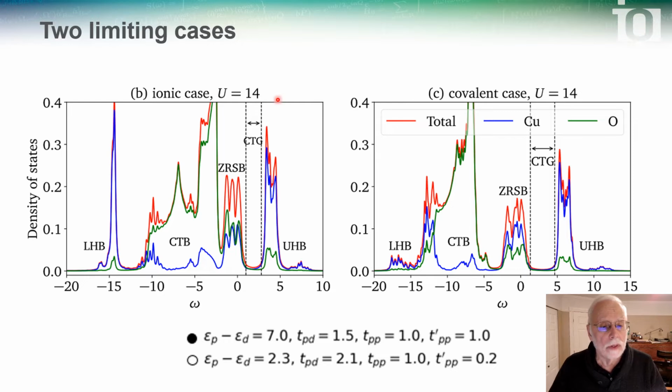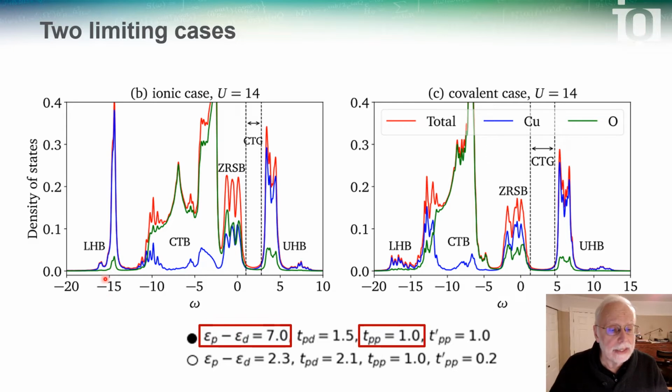For our purpose, we consider another case that we will call the ionic case, where again TPP is 1, and this time epsilon p minus epsilon d is large. So you can clearly see the lower Hubbard band and the upper Hubbard band.